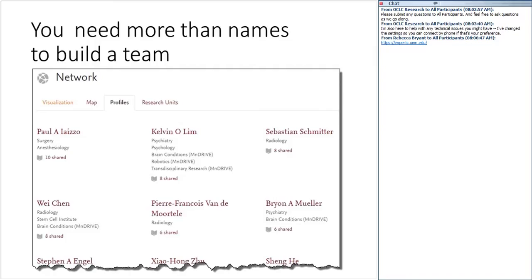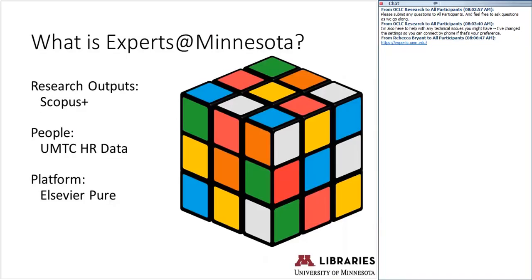Pure, the product Pure, and before that, Elsevier's product SciVal Experts, provided the base for that. I'm going to describe this as three different layers. There's that platform, Pure, and then there's the people that make it up, which we're drawing from the University of Minnesota Twin Cities HR data, and then research outputs, which I'm going to call Scopus Plus. Elsevier's Scopus database is our baseline product for drawing in research outputs automatically, but then there are other ways you can get research outputs into the system.